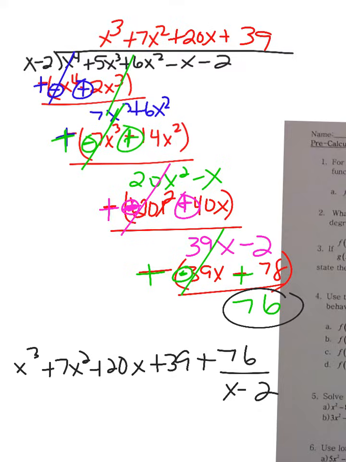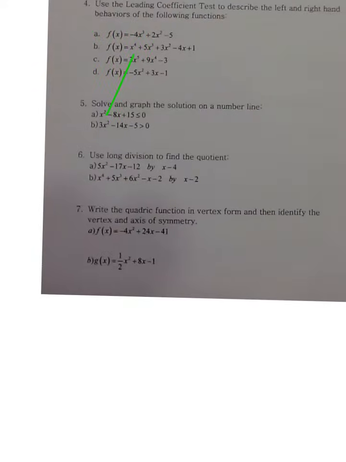All right, let's take a look at 7. Okay, so 7 is to take these and put it in vertex form.